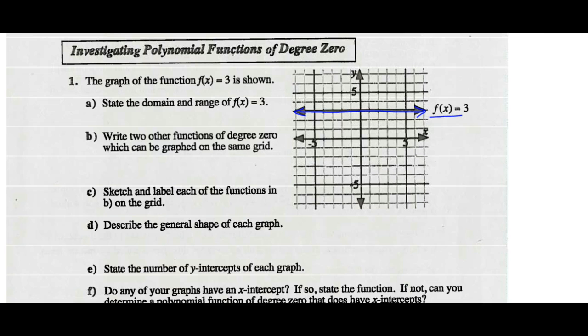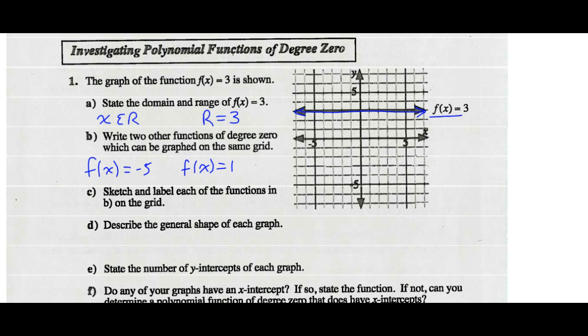So domain is all values right and left. So the domain is x is any real number. Our range is all values up and down. Well, this only has one value for y, and that is 3. Part B, write 2 other functions of degree 0 which can be graphed on the same grid. Well, we can say f at x equals anything we want, really, any whole number. So we'll say negative 5, and maybe f at x equals 1.